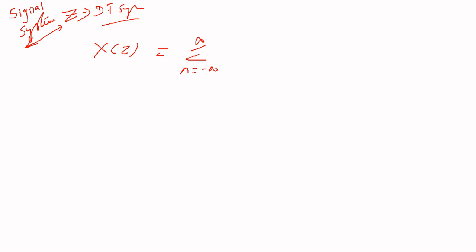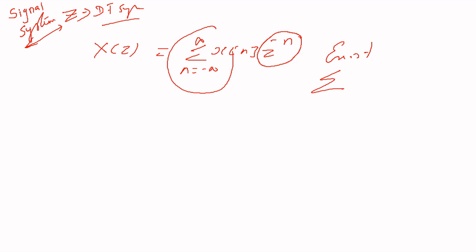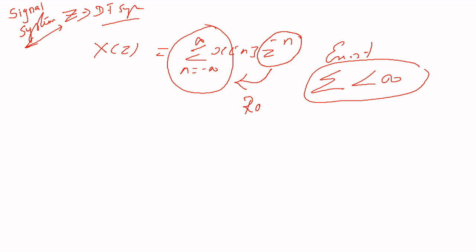If this is the Z transform, this Z transform exists when the summation value is lesser than infinite. The same thing we discussed in Laplace transform also. So now, where this summation converges, that we call the region of convergence, right? The area under which the summation exists, that we call the region of convergence. This is an important point.